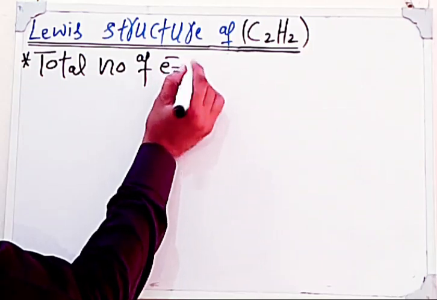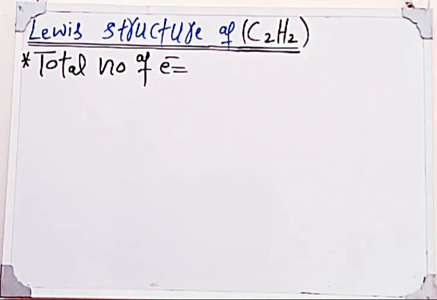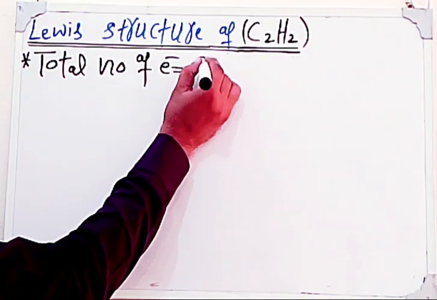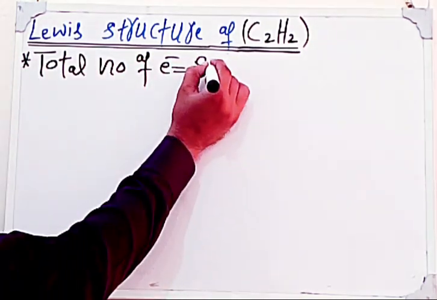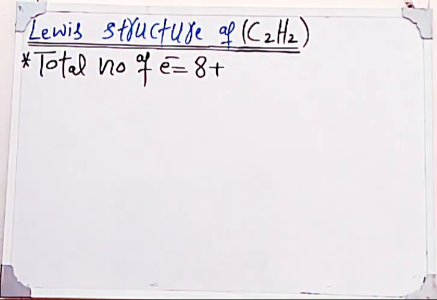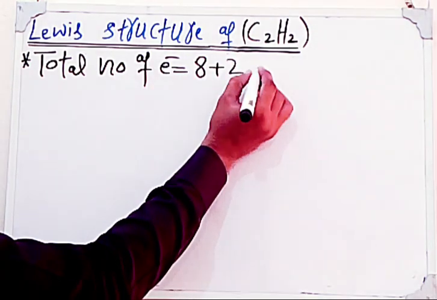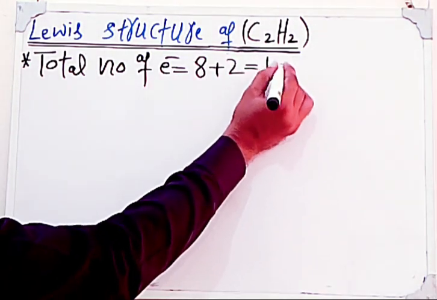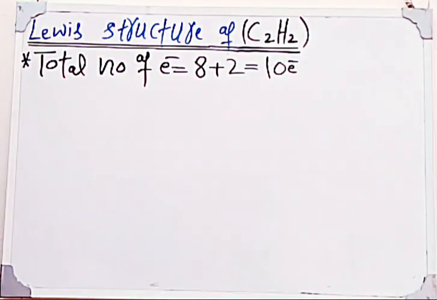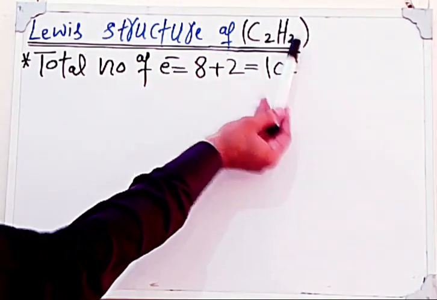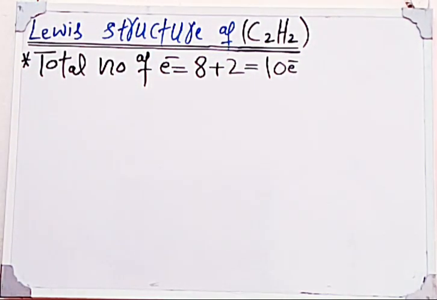Students, we know that carbon is present in group 14, so every carbon atom provides 4 electrons. So 2 carbon atoms provide 8 electrons, and hydrogen is present in group 1, so it provides 1 electron. So a total of 2 electrons are provided by the hydrogen atoms, and the total number of electrons is equal to 10. Students, we have to distribute these 10 electrons between these 2 carbon and 2 hydrogen atoms.